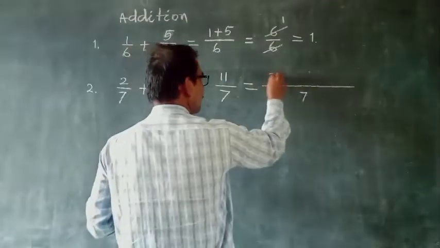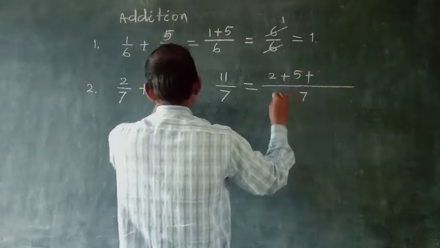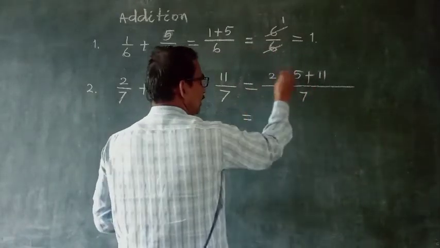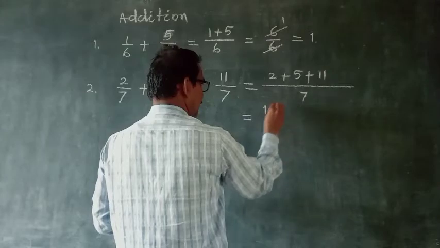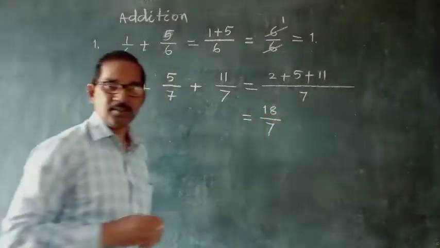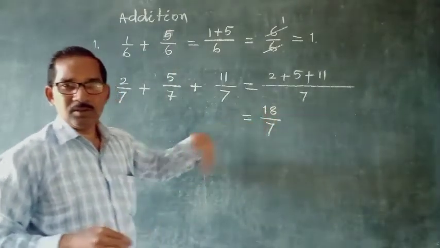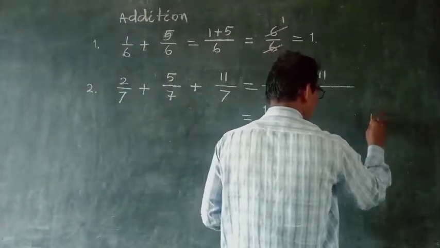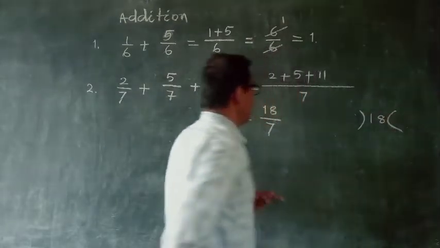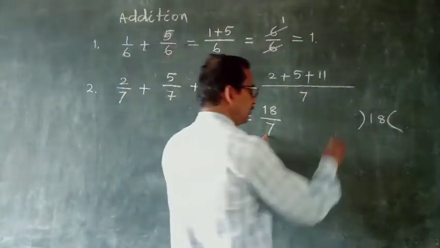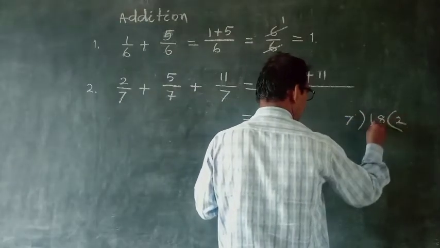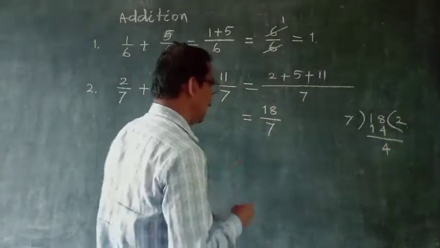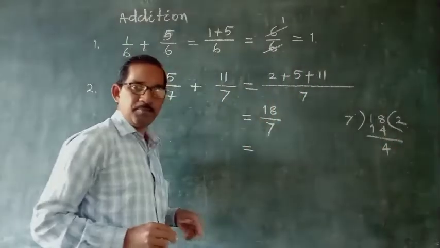2 plus 5 plus 11 is equal to 18/7. Then it has to be made into a mixed fraction. So how can we make it mixed? You have to divide 18 by 7. 7 twos are 14. Remainder is 4. Now it can be easily made into a mixed fraction.